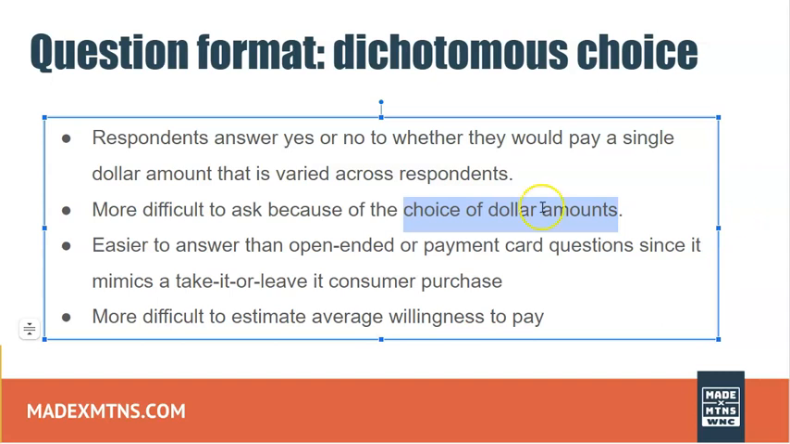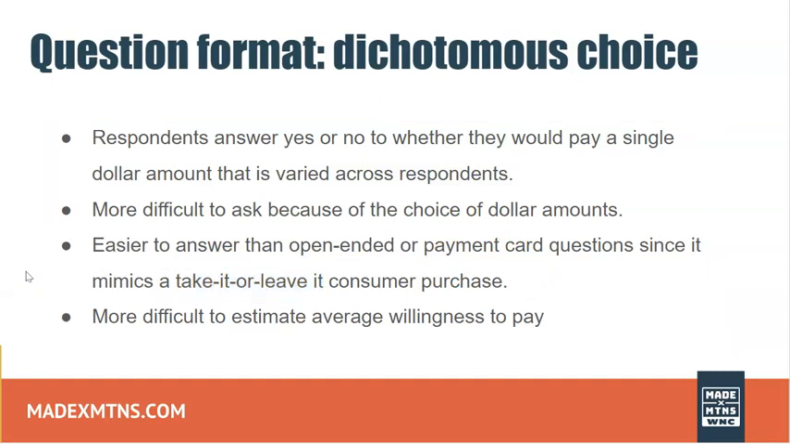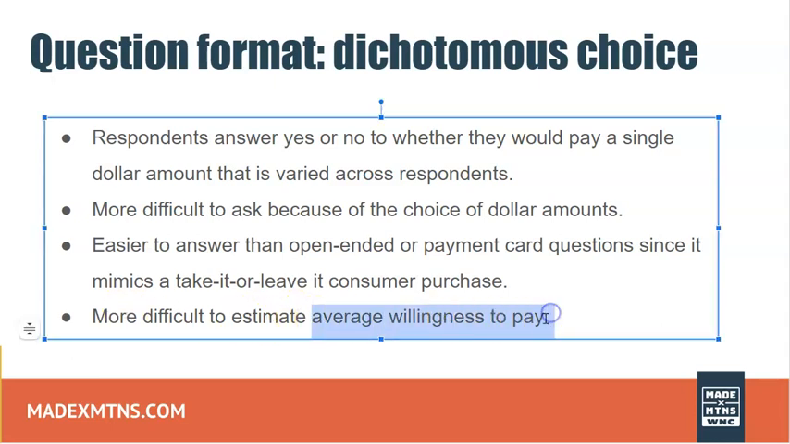Okay, but for survey respondents, it's easier to answer than either the open-ended or payment card questions because it is just like a consumer purchase. It mimics a take it or leave it consumer purchase. So consumers are used to looking at prices and deciding whether to buy something or not. And it doesn't require consumers or survey respondents to come up with a particular value. You just need to know if the cost of the trip is $100 more, would you have taken that trip? Would you have still taken that trip, or would you have not? But then it's more difficult to estimate average willingness to pay.